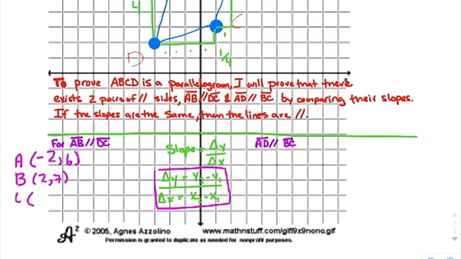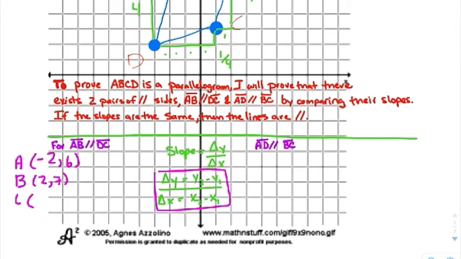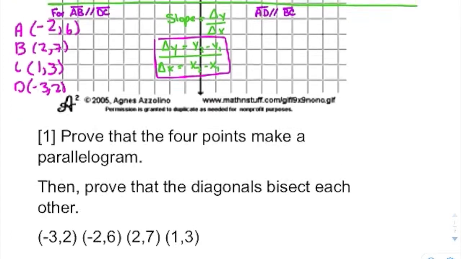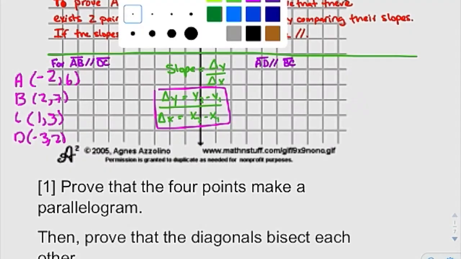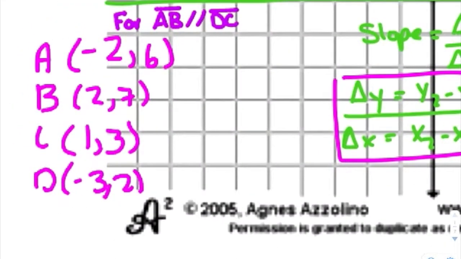The C coordinate is positive 1, 3, so it's 1 comma 3. And the D coordinate is negative 3 comma 2. If you look down at the bottom, those are all four listed, so we actually have them all good to go. Now I just have to calculate some slopes. So let's zoom in here.